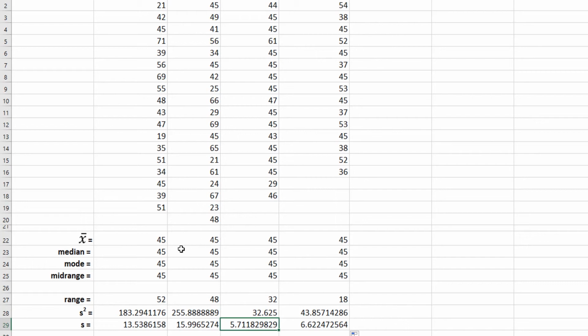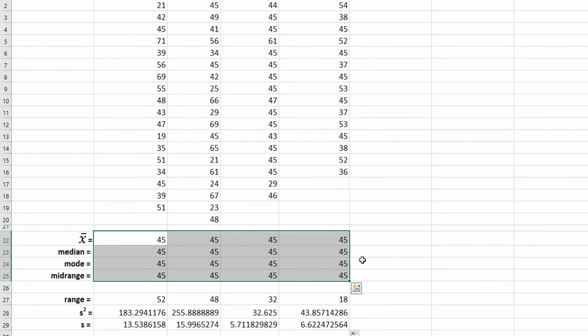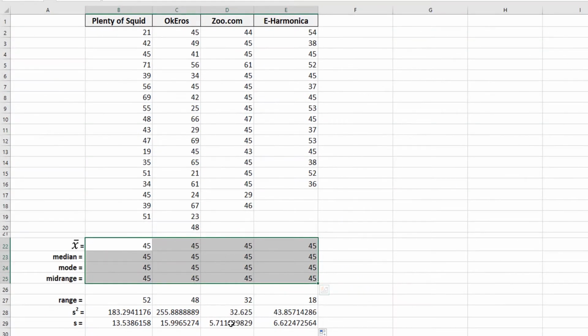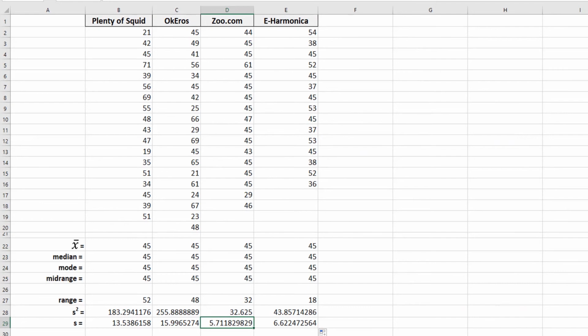And here's why. All other things being equal, meaning the mean, the median, the mode, and mid-range are all 45 for all of these. But this one, zoo.com, has the smallest standard deviation. And because it has the smallest deviation, it is the less scattered, which means that all of the numbers are much closer to 45 on this one than on any of the others.